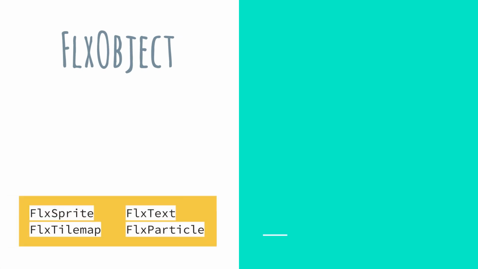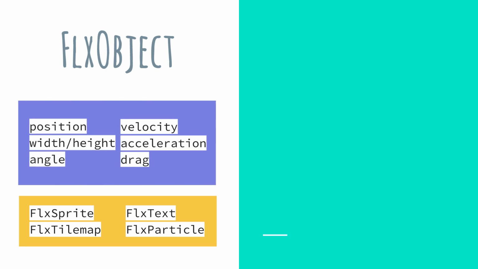A Flix object can be any number of things. A Flix sprite is a Flix object with a graphic attached to it. It has a lot of graphical functions like the ability to create animations from a sprite sheet. A Flix tile map is a Flix object that can be used to render a tile-based level. Flix text is an easy way to render text to your game, and a Flix particle has all the same functions of a Flix sprite, but it includes some extra behaviors to better suit particle effects. Every Flix object has a ton of useful variables. We'll get into a bunch of them later on in the series.